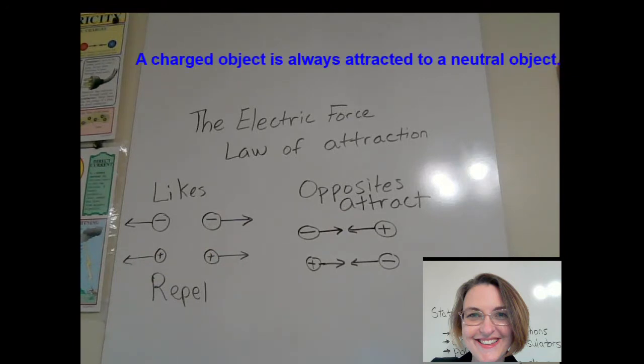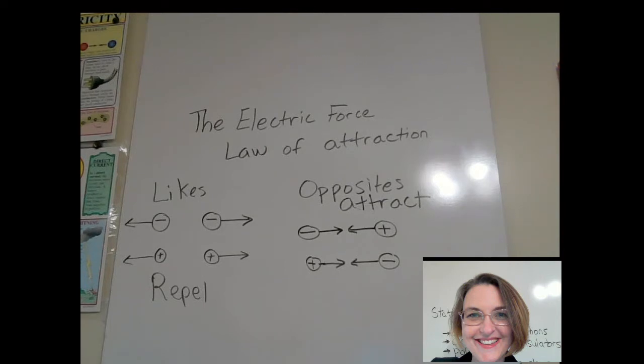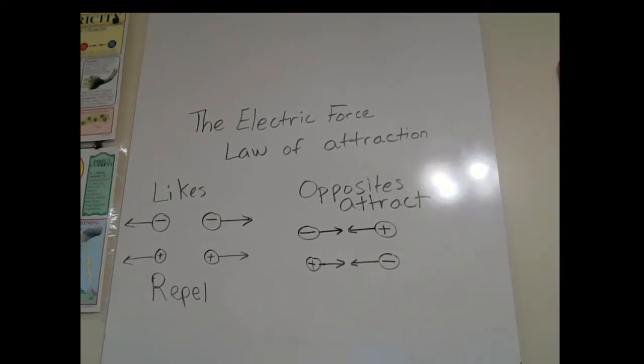But what if you have a charged object that comes in contact with a neutral object? The answer to that question is that any charged object, whether positively charged or negatively charged, will always attract a neutral object. The behavior of a charged object depends on whether the object is a conductor or an insulator.